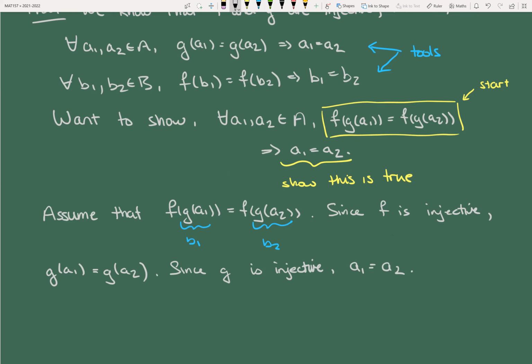We started by assuming that the thing in the yellow box, F of G of A1 is equal to F of G of A2. And we wanted to show that A1 is equal to A2. Well, it's easy to lose the forest for the trees here, but at the end of the day, that's what I've managed to show, right? I showed that A1 is equal to A2, and that's what we wanted. So we're done, right? The composition is also injective like we wanted. Okay, so does that make sense? Are there any questions about what I did there?